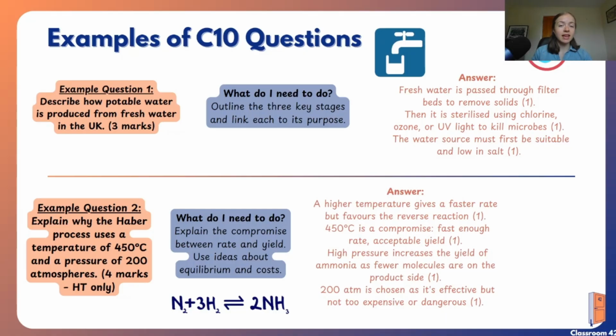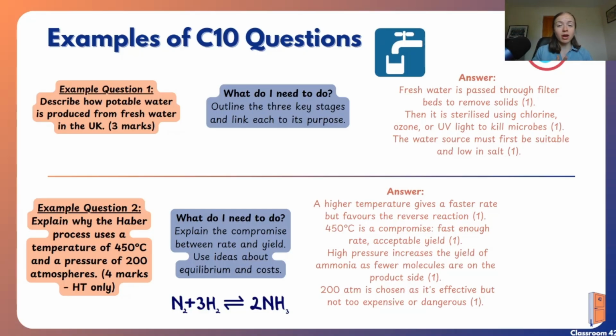So an example answer here is that a higher temperature gives a faster rate of reaction but favours the reverse reaction. 450 degrees is a compromise, so it's a fast enough rate but produces an acceptable yield of the product that we want, which is ammonia. Then we move on to pressure. Higher pressure increases the yield of ammonia as there are fewer molecules on the product side. 200 atmospheres is chosen because it makes it effective, but it's not too expensive. Any higher pressure would be very expensive to create and could potentially be dangerous as well.